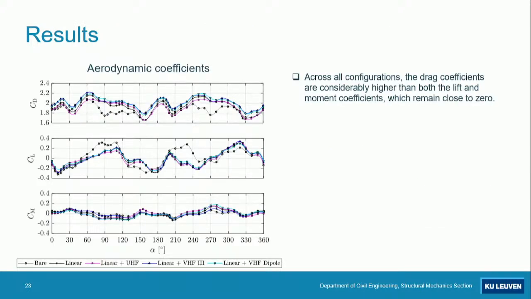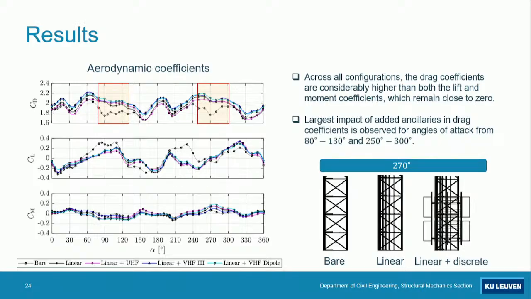So these are the results. Again, drag, lift, and moment. So again, you can see that the drag coefficient is substantially larger than the lift coefficient. And you can also see some areas where the drag coefficient is in particular quite different for the bare configuration and the one with the ancillaries. So this is quite clear, around 90 and around 270 degrees. And so you can see the projected areas for at least the angle of 270 degrees.